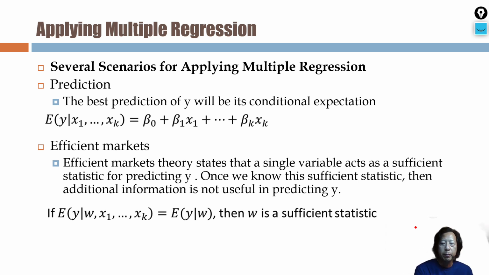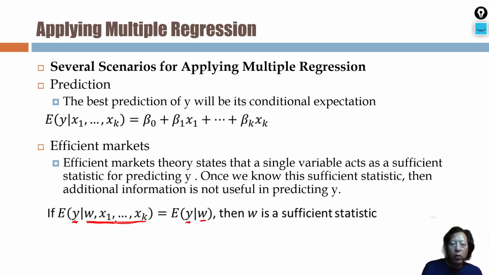Effective market. Effective market is when you are trying to find the sufficient statistics. A sufficient statistic is the number that is enough to know something. So here, I'm trying to find y, and these are all my variables. But if I use only w, I can still find y. The expected y is the same.